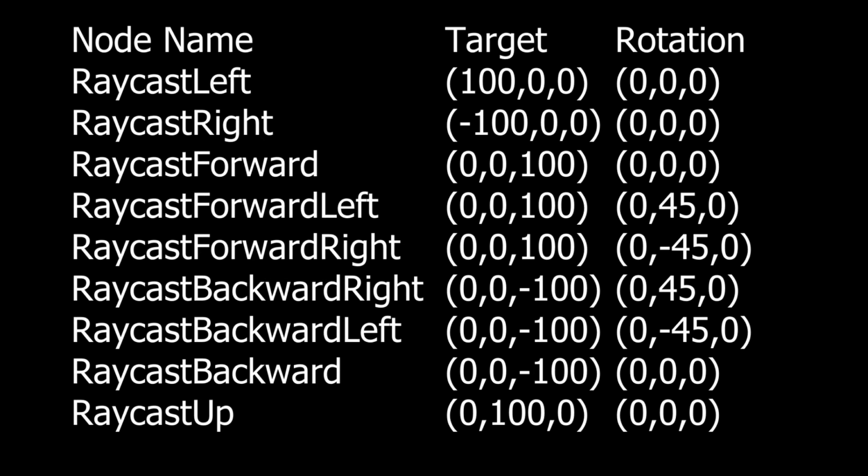Raycast backward right will have target position 0, 0, -100 and a rotation in Y of 45 degrees. Raycast backward left will have a target position 0, 0, -100 and a rotation in Y of -45 degrees. Raycast backward will have target position 0, 0, -100. Raycast up will have target position 0, 100, 0.